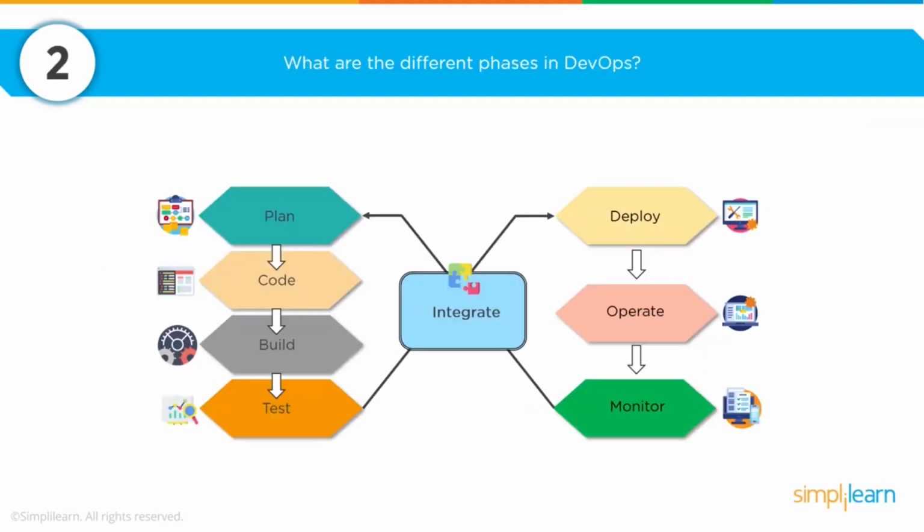So what are the differences between the different phases of DevOps? Effectively, there are two main phases of DevOps. There's the planning and coding phase, and then there's the deploying phase. And you have a tool such as Jenkins that allows you to integrate between both environments.